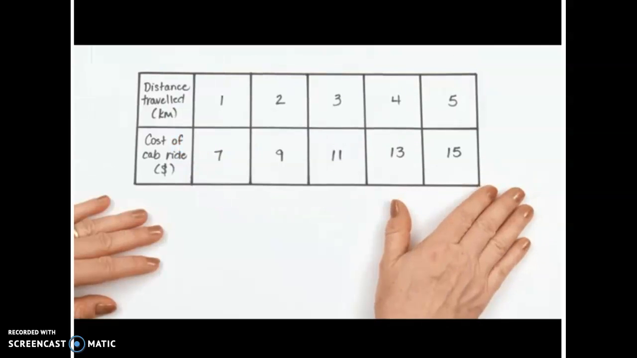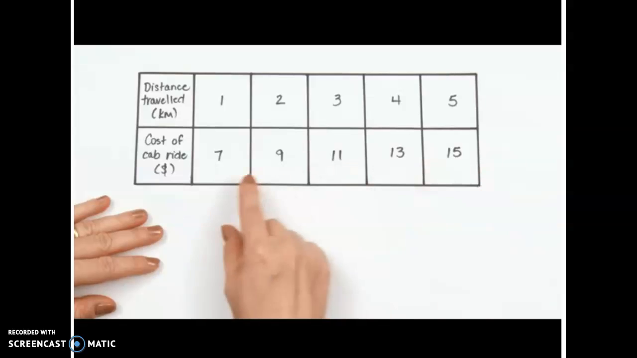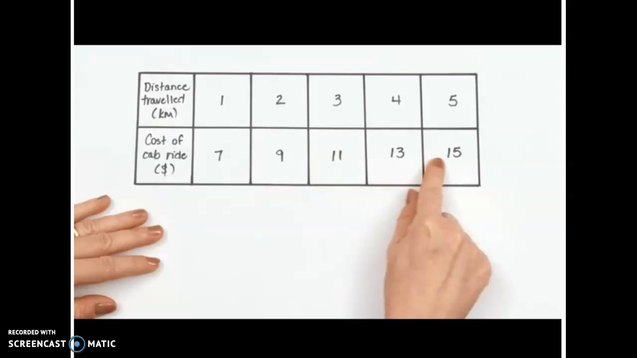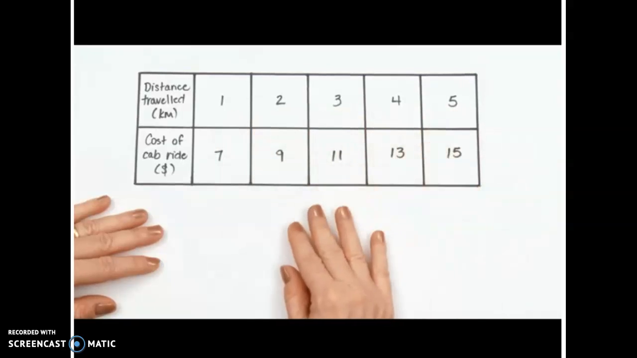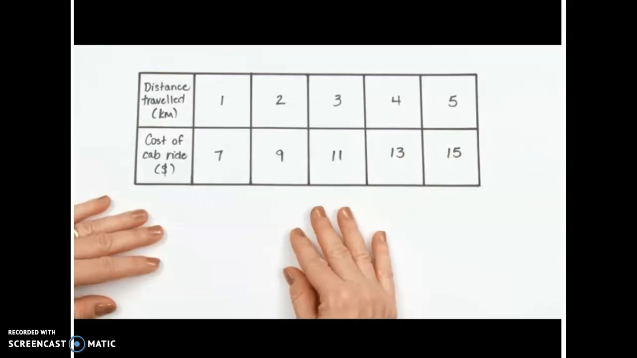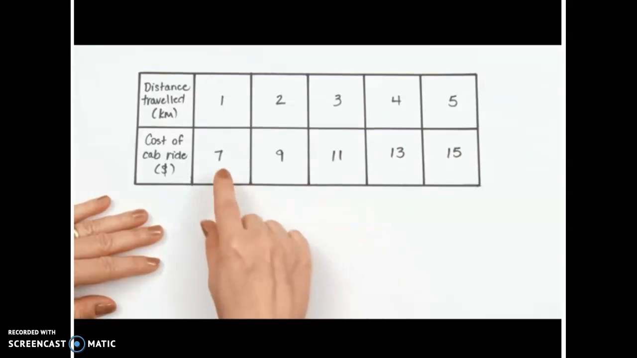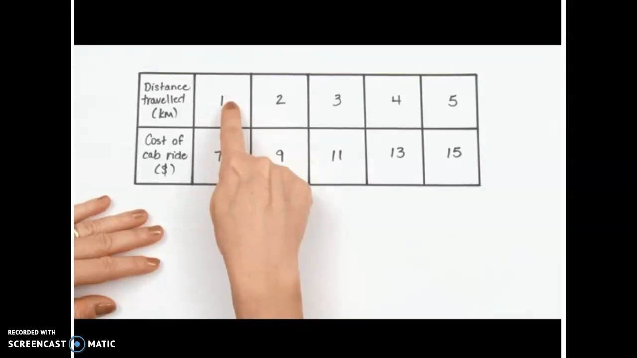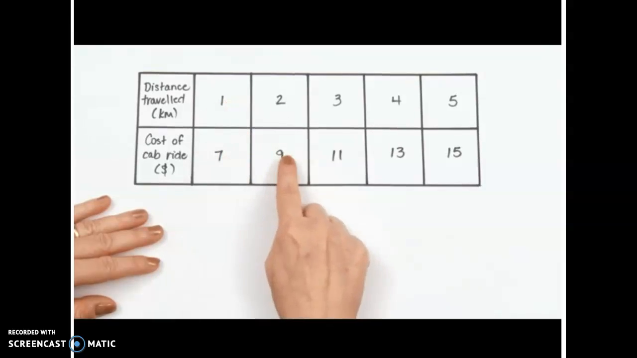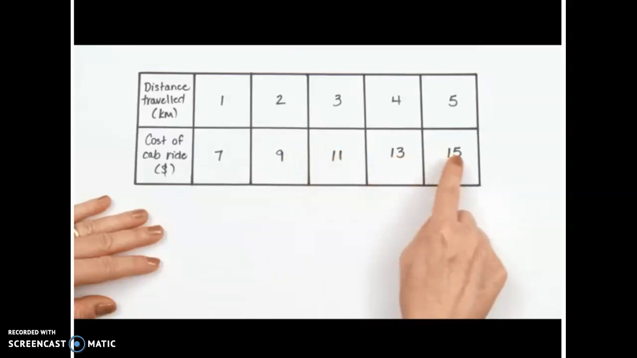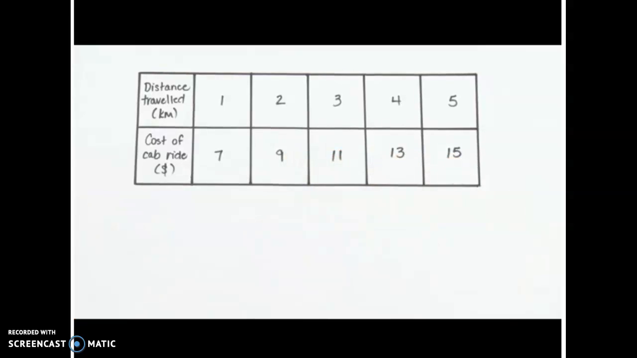Let's consider another situation. The last time I took a cab ride, I watched the meter, and here's what I noticed. The cost of the cab ride increased the farther I traveled, but this table is a bit different from the first one we looked at because the cost of the cab ride is not a multiple of the distance traveled in kilometers, even though it seems to be going up by 2 for each kilometer traveled.